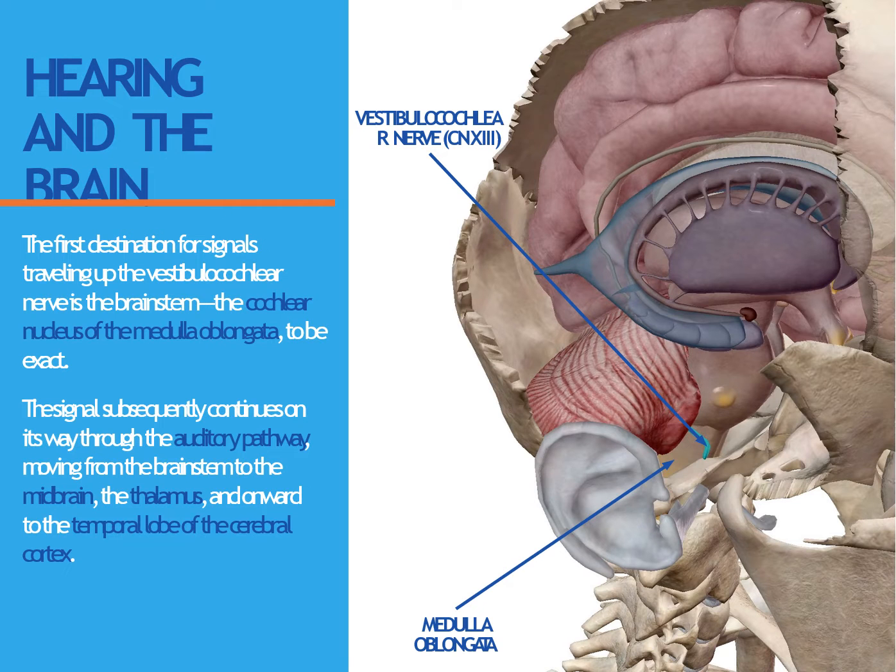Now let's discuss hearing and the brain. The first destination for signals traveling up the vestibulocochlear nerve is the brainstem, the cochlear nucleus of the medulla oblongata to be exact. The signal subsequently continues on its way through the auditory pathway, moving from the brainstem to the midbrain, the thalamus, and on to the temporal lobe of the cerebral cortex.